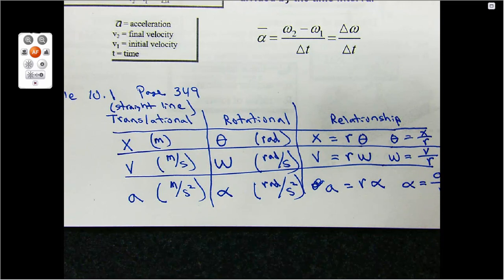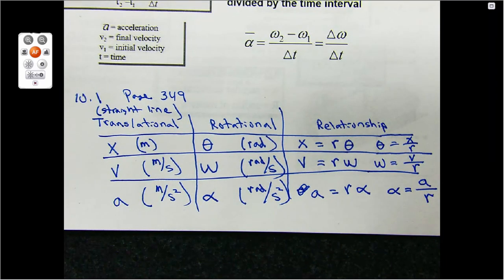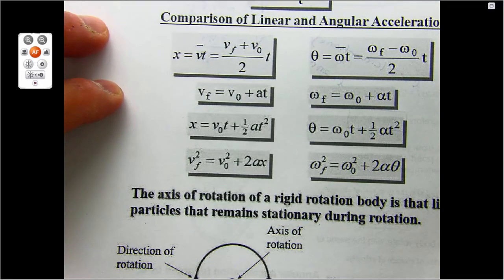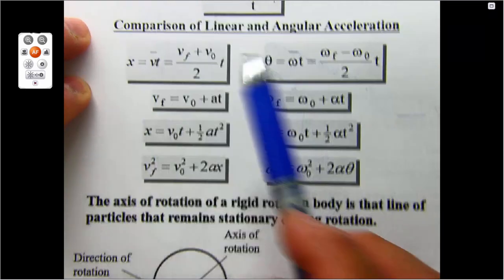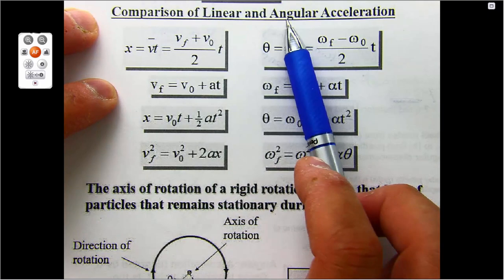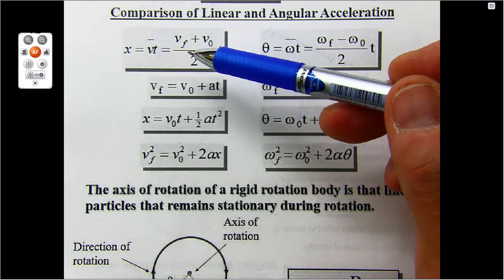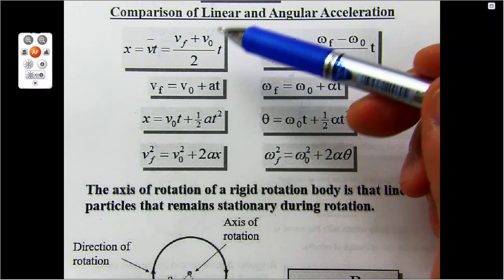Okay. Now, all of our previous equations are valid. But let's look at this chart. This says comparison of linear and angular accelerations. This, of course, is all linear. These are the equations that we used previously, right?